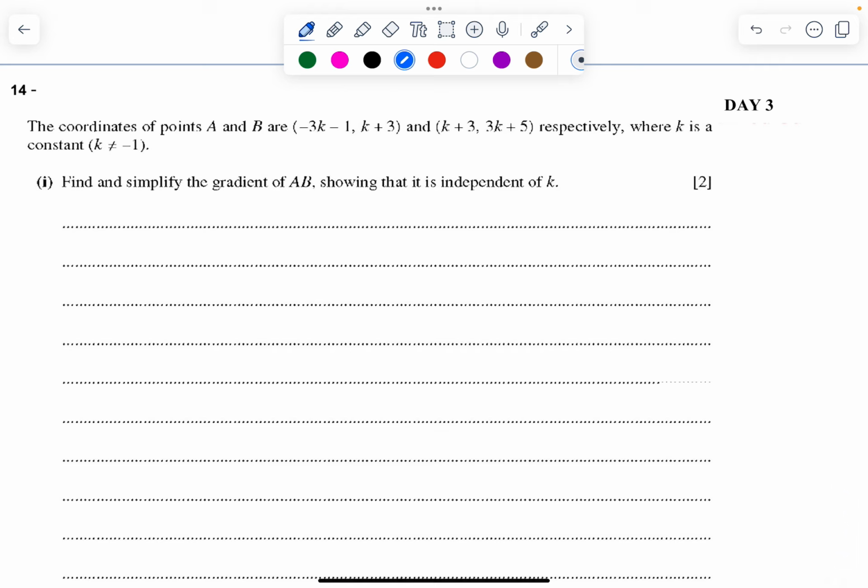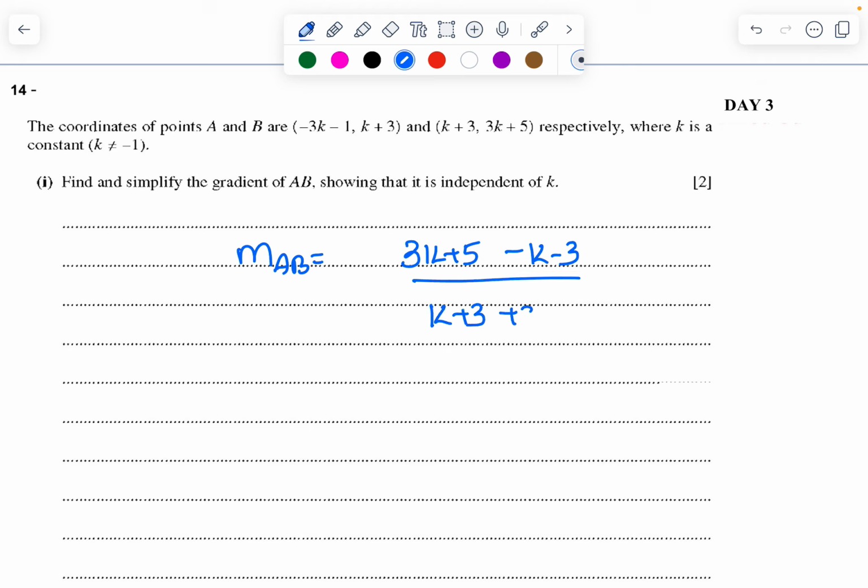Question number 14. The coordinates A and B are given, where k is a constant. Find and simplify the gradient of AB. Gradient of AB is 3k plus 5 minus k minus 3, divided by k plus 3 plus 3k plus 1. Which is 2k plus 2 divided by 4k plus 4, which is 1 upon 2.